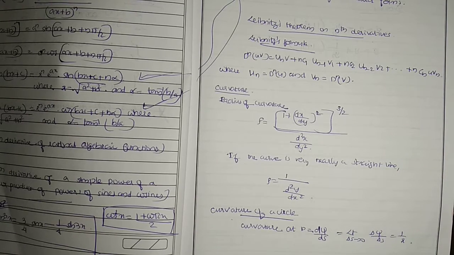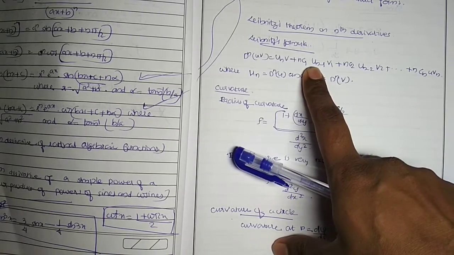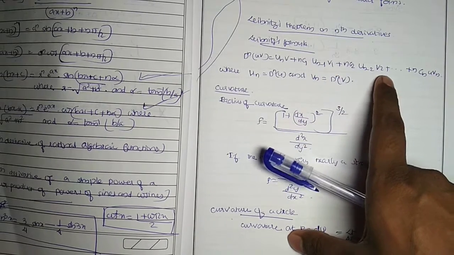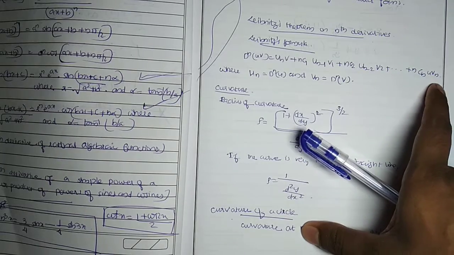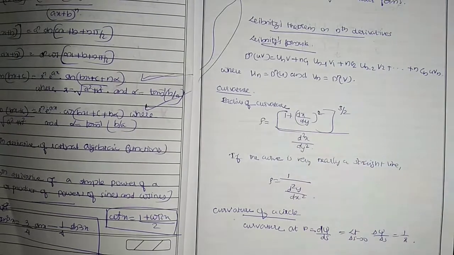The next very important topic is Leibniz theorem on nth derivatives. Leibniz formula: nth derivative of uv is equal to u n v plus nc1 into u n minus 1 into v1 plus nc2 into u n minus 2 into v2 plus and so on, plus ncn into u vn, where un is the nth derivative of u and vn is the nth derivative of v.